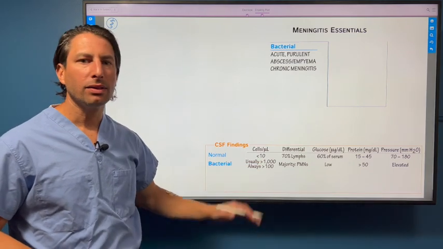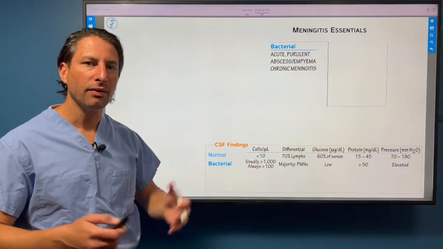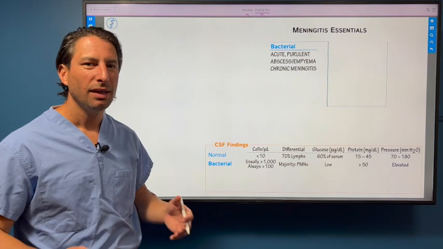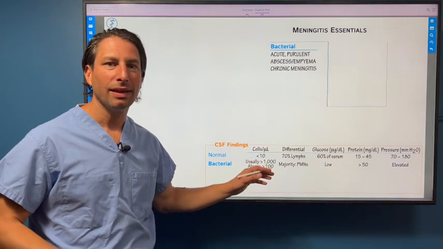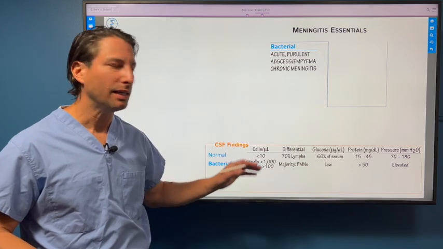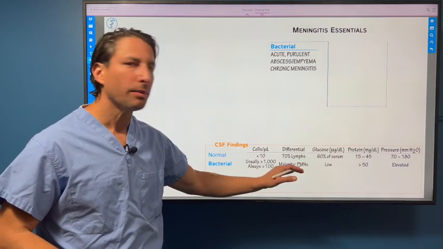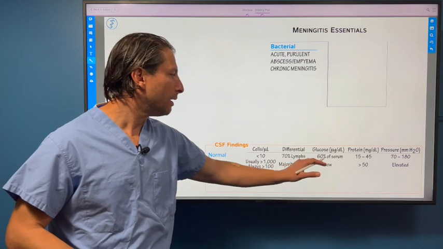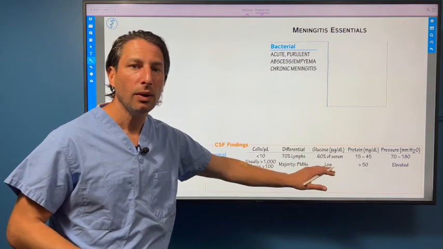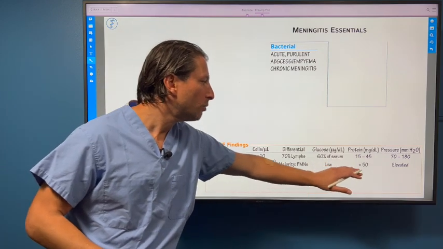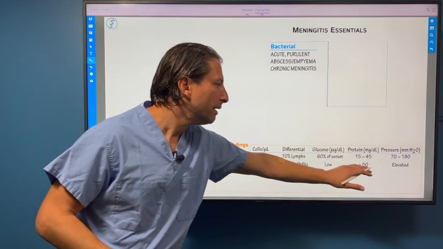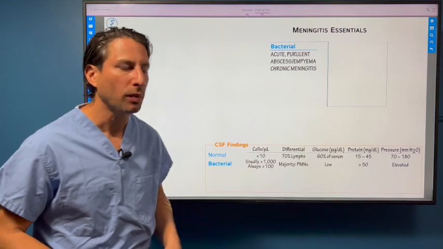From a cell count standpoint, it's always going to be greater than 100. Of course, there are no absolutes in medicine, but it should always be greater than 100. Typically greater than 1,000, so you're going to see very high cell counts. The majority of them are going to be polys. Glucose is going to be low, and this can be one of the most important telltale signs of bacterial meningitis. Protein should be very elevated, and there should be high pressure as well.